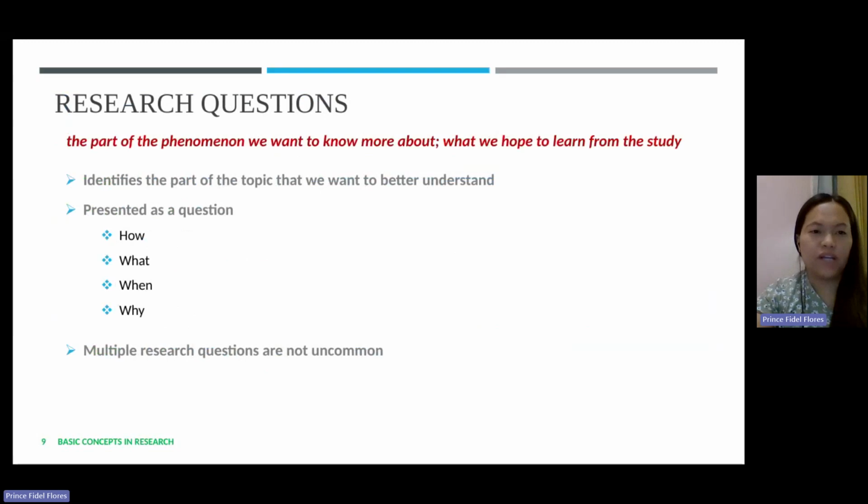Research questions are the part of the phenomenon we want to know more about, what we hope to learn from the study. Research questions identify the part of the topic that we want to better understand. A research question is presented as a question, like how, what, when, and why. And multiple research questions are not uncommon.